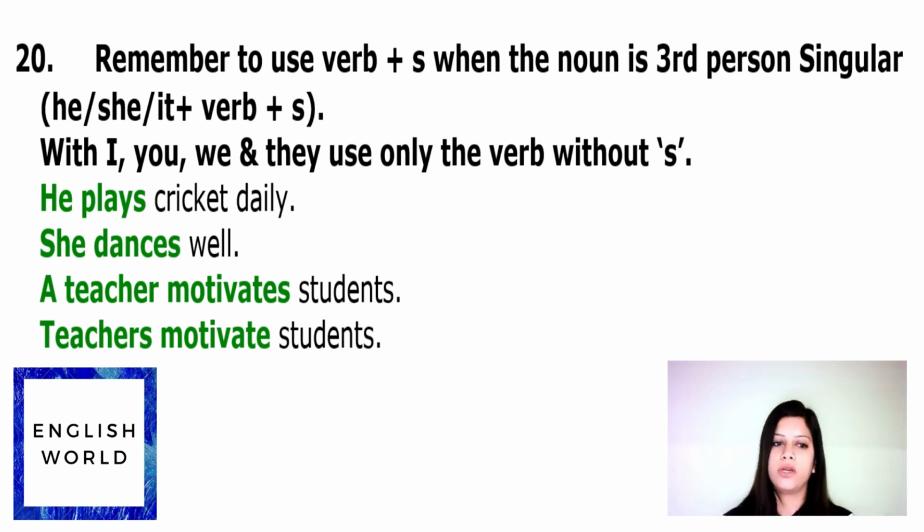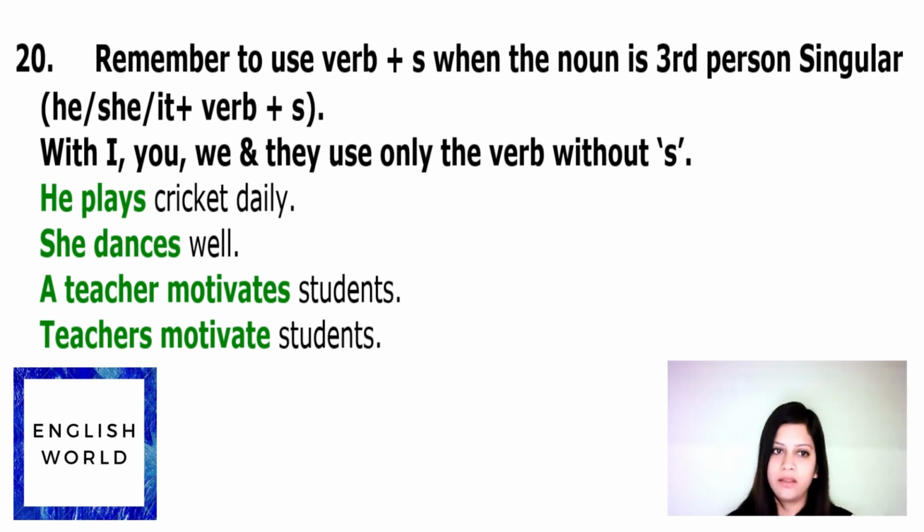So coming back to the main point here, we have to remember that a singular noun is followed by a singular verb. That means if the singular noun is he, she or it, you will put the verb and then after the verb you will always put an S. With I, you, we and they, we use only the verb without S. For example, he plays cricket daily. You are talking about somebody who plays. You will not say he play cricket daily. He plays. वो खेलता है. So you will say he plays cricket daily.